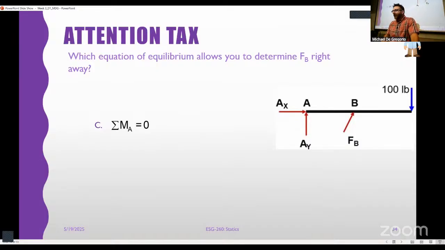So remember, always read what the question is asking you. If a question asks you specifically, hey, what is the force at B? And it doesn't ask you for the reactions, you really don't even need to calculate them if you just use the sum of the moments at A, right?